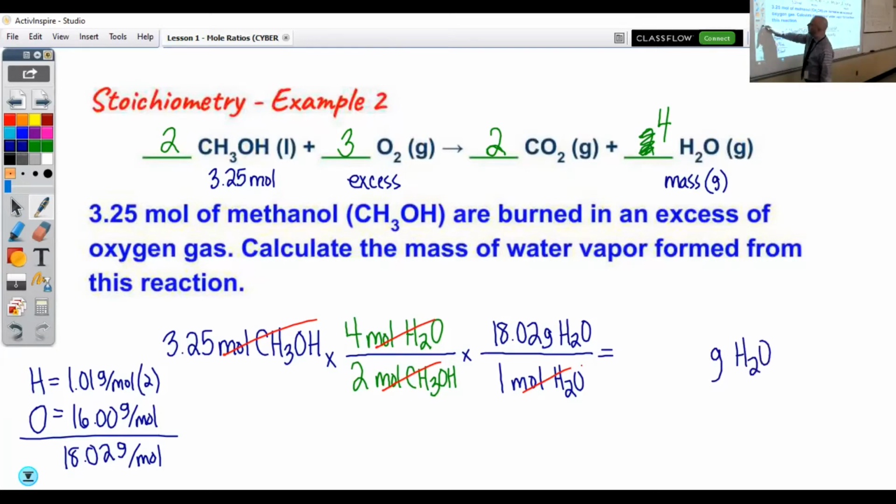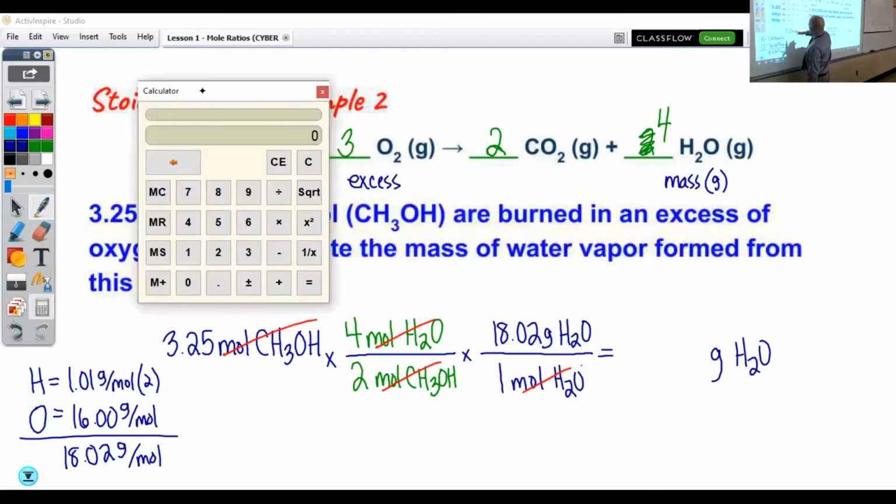Now, plugging into our calculator, we're going to start off here. So we have 3.25. When a number is on top, you may recall this from October and November, we're going to multiply by that number. When it's on the bottom, we're going to divide. So we're going to multiply by 4 and divide by 2. Then we move on to the next fraction. Ones we don't have to worry about. So in this case, we're just going to multiply by 18.02.